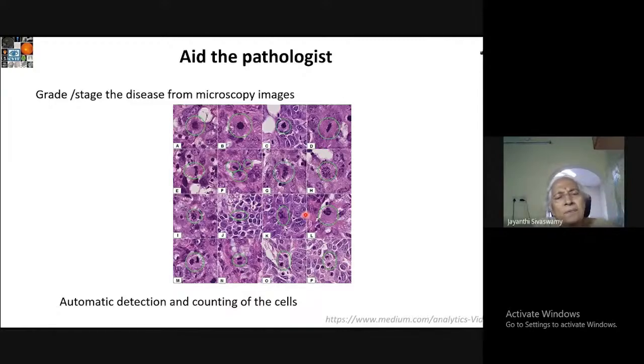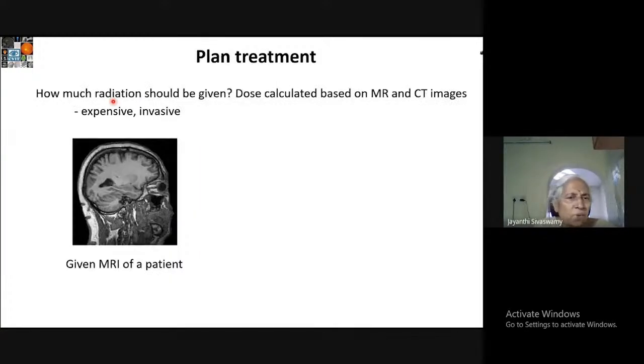And so once you have decided what stage it is, you want to do a treatment planning, so how much radiation should be given. Chemotherapy means you are giving some chemical treatment, in the form of tablets or solution. The other is you burn the tissue, which is bad, the tumor and so on. That is through radiation. And how much radiation should be given such that the tumor dies, but the healthy tissue remains, is the key question. So the dose is calculated based on both MR and CT images.